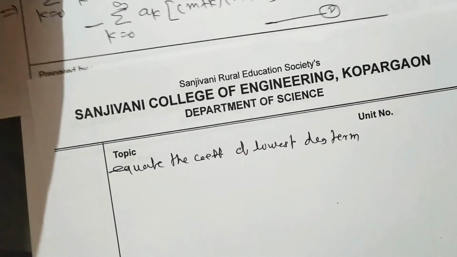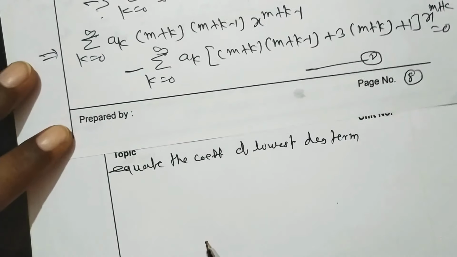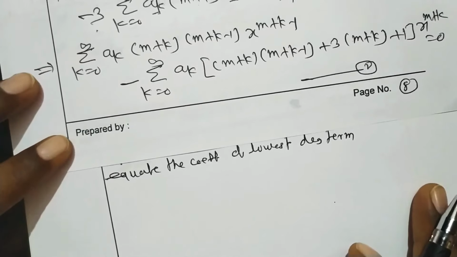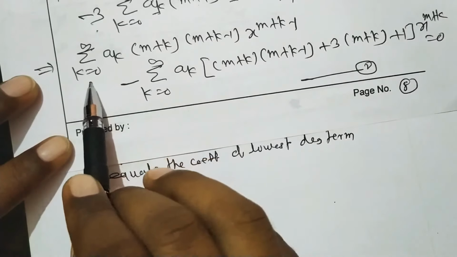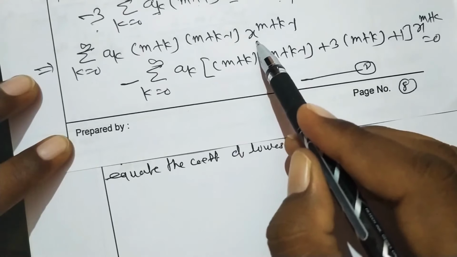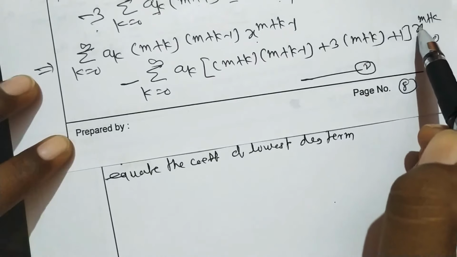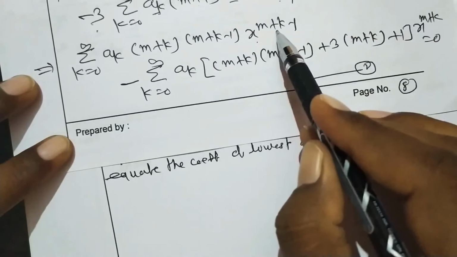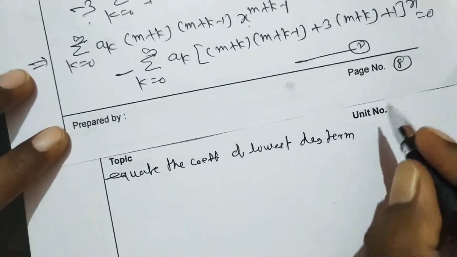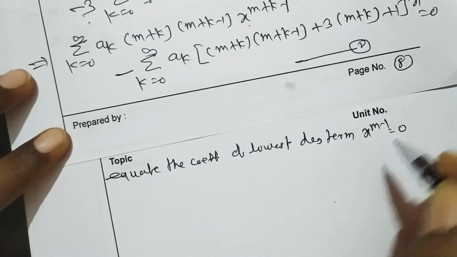So this is equation 2. Now using equation 2 we have to find the indicial equation. So for the indicial equation, equate the coefficient of the lowest degree term. Now what is the lowest degree term? Here k starts from 0, so if we put k equal to 0, we get x raised to m minus 1 here and x raised to m here. So m is greater than m minus 1, so the lowest degree term is x raised to m minus 1, so we have to equate the coefficient of x raised to m minus 1 to 0.